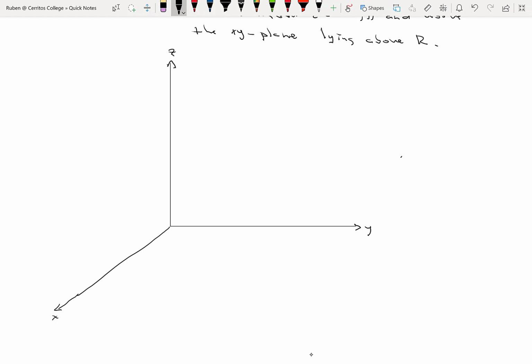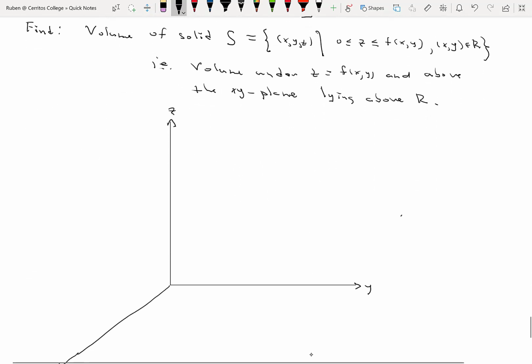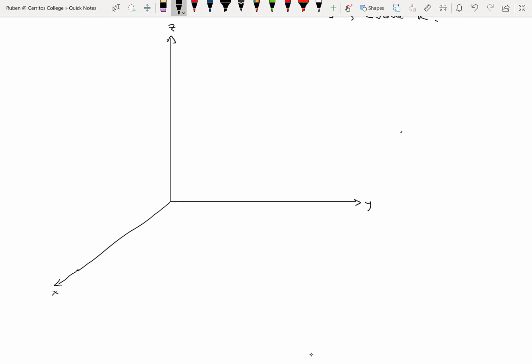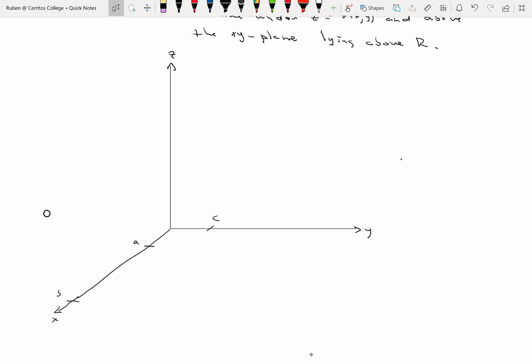Let's take a look at the rectangle R, AB cross CD, but put in perspective in 3 space here. So here's A along the x-axis. Here's B along the x-axis. Here's C along the y-axis. And here's D along the y-axis.